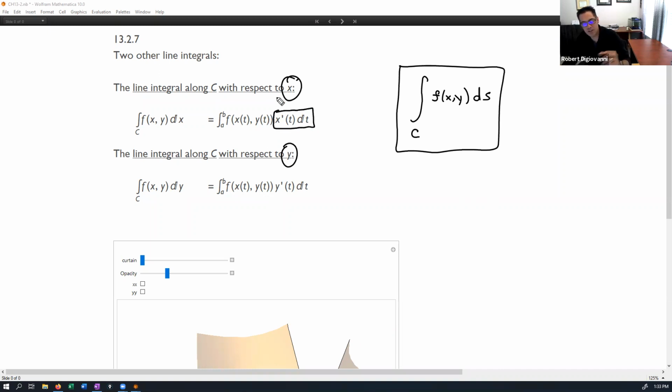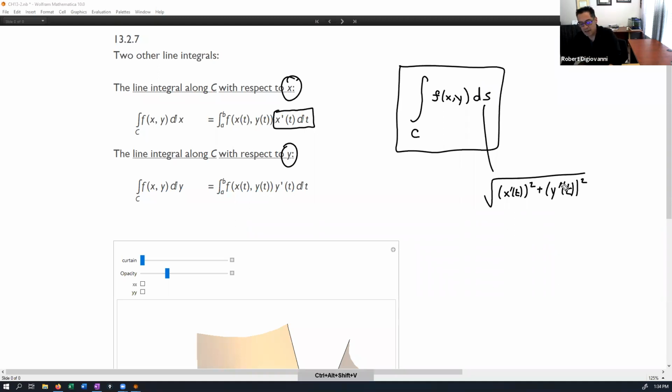So I want you to see what it is. Remember, ds means the square root of x prime of t squared plus y prime of t squared. That's what ds is, right? I'm just writing x prime and y prime instead of writing dx/dt and dy/dt.